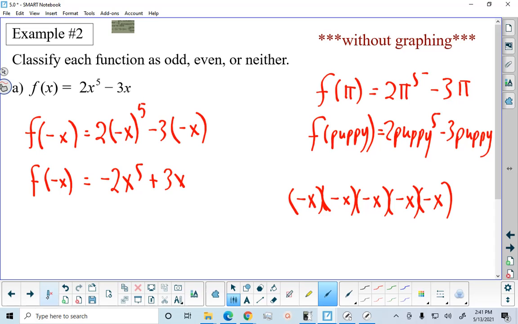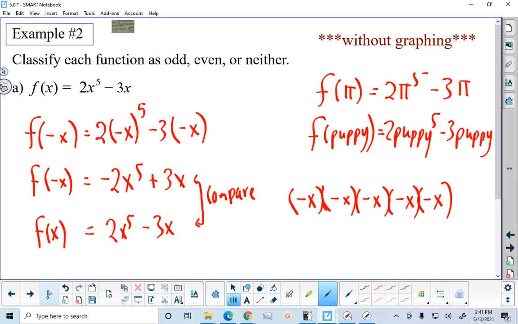And now what we want to do is compare that. We're doing a comparison here to f of x. Well, f of x was 2x to the 5 minus 3x. And we can see that if you were to multiply f of x by negative 1, you would get f of negative x.